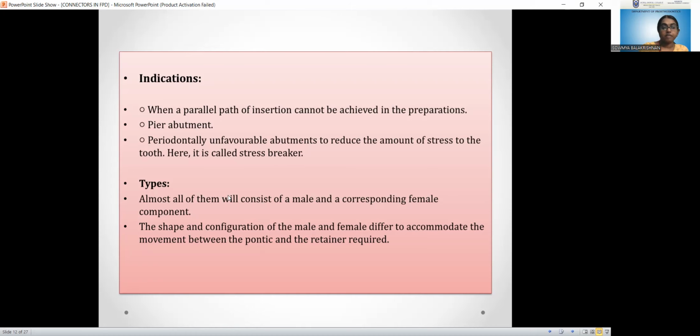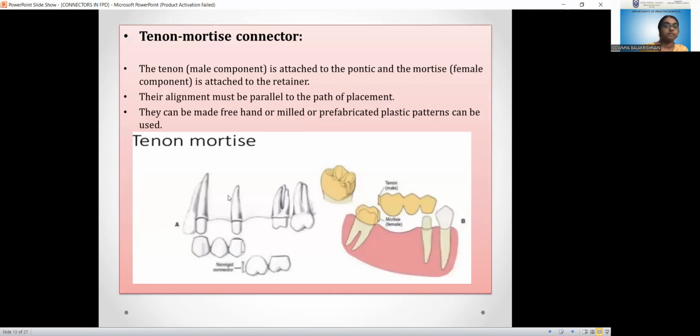So there are different shapes and types of precision attachments which are available for non-rigid connectors. Commonly, we use three types of non-rigid connectors in FPD: the tenon mortise, split pontic, and cross pin and wing. So let us discuss the first connector, that is the tenon mortise connector.